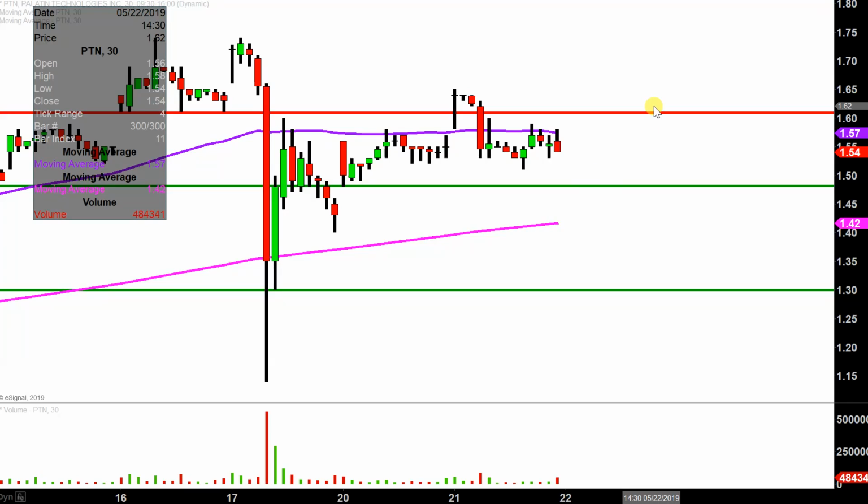But overall, a good chart still. Today was a little bit of a buzzkill, but big picture-wise, bulls are still in control, so let's see what happens.